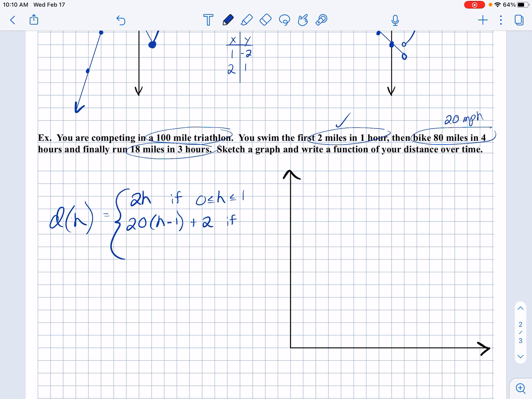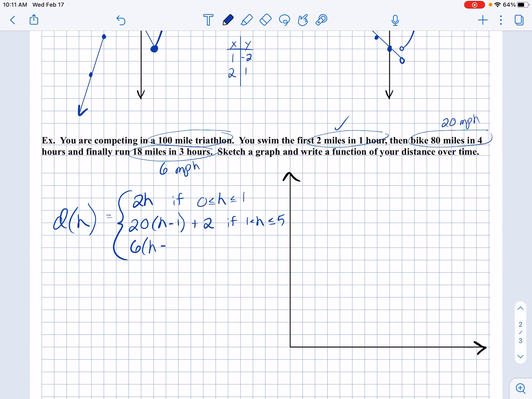And this is if hours are less than or equal to 5, and greater than 1. And then we have one last function here. We now have a rate of 18 miles in 3 hours when we're running, which is 6 miles per hour. So we're going to have 6. And again, it's just not 6h. It's 6 times h minus, well, we've already been running for 5 hours now. So h minus 5, this is every hour after 5.